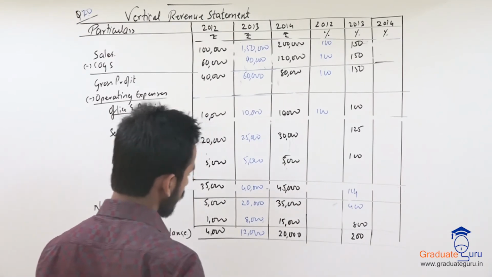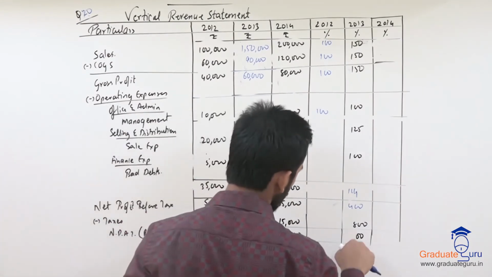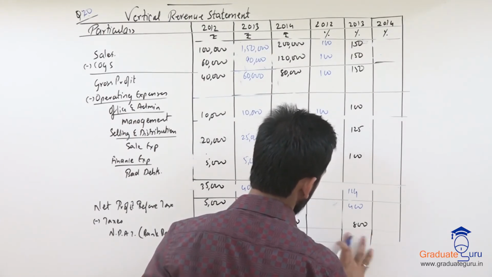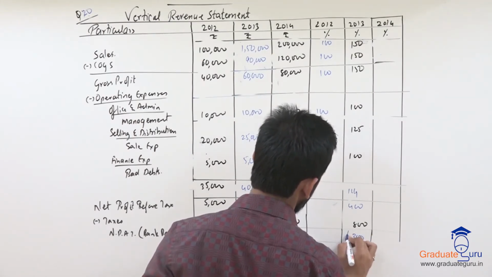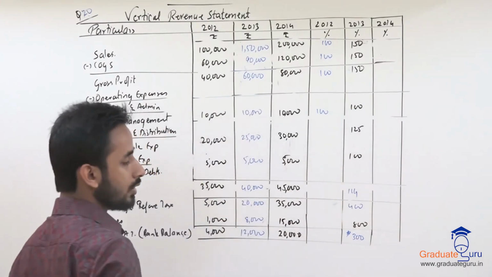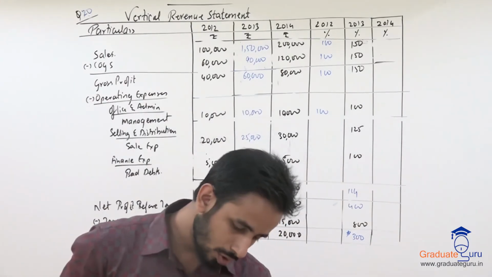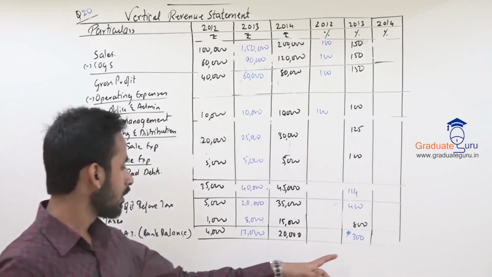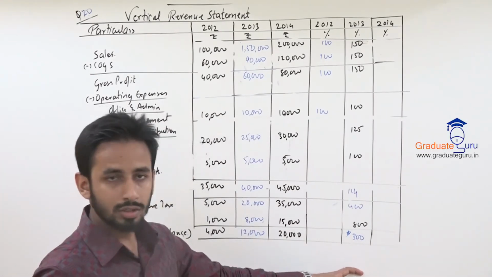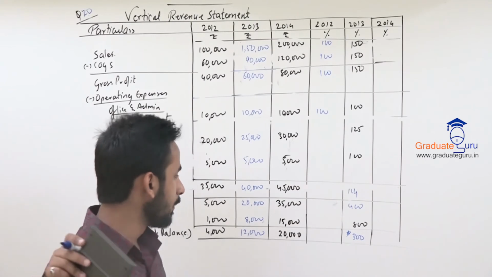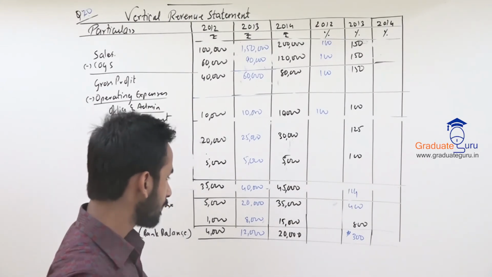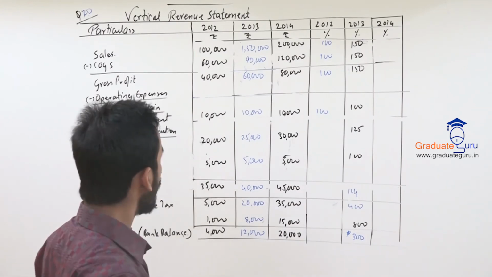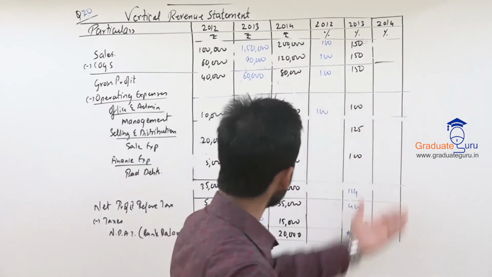Make a change in the question. It has to be 300. A slight printing mistake. Make a change in the question. It is how much? 300%. Make a change there only. Has to be 300. Alright? Chalo. Now, can you do the percentage for 14?